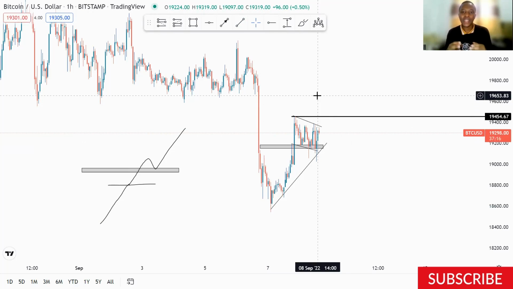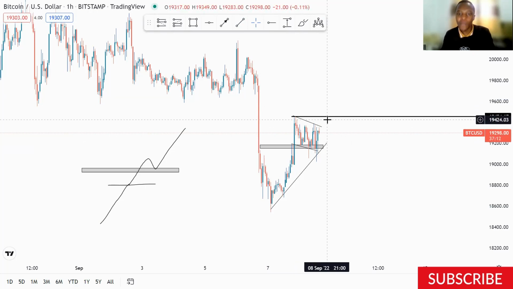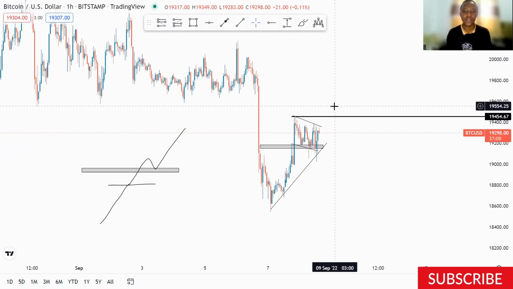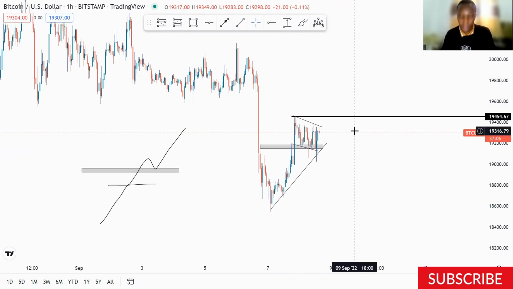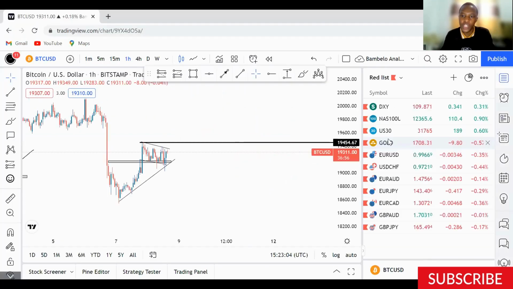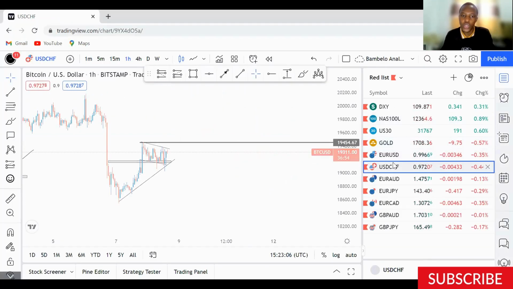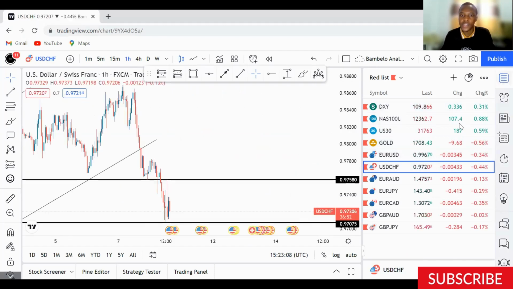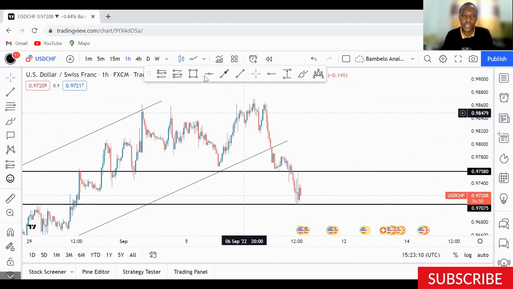Another thing when it comes to a buy stop: a buy stop breaks a resistance and turns it into support. So you're basically buying the support level. That's what it means, right? And then the other one that we have is a sell stop. So let's go for a sell stop. I think I saw one on USD Swiss franc. Nice. So let's get to it right now.